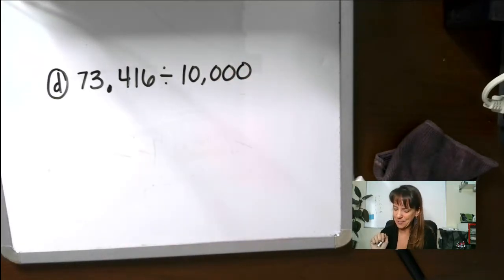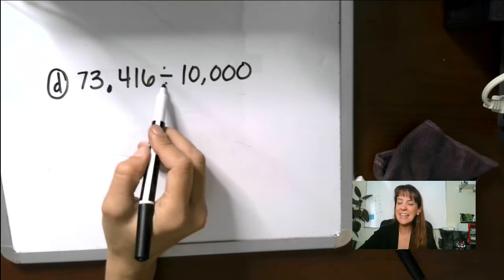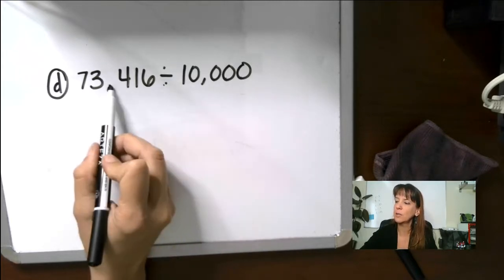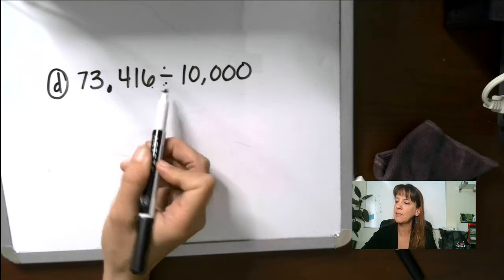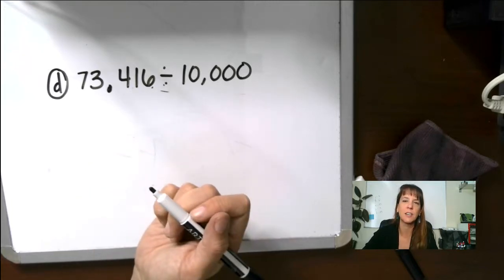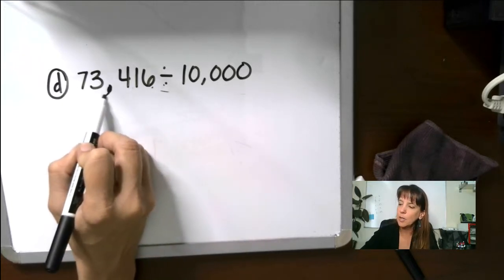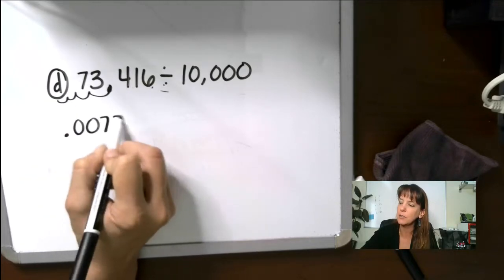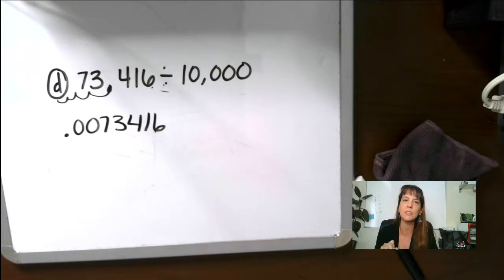All right, so we are dividing, which means we're making smaller by 1, 2, 3, 4. So we're gonna go 1, 2, 3, and 4. That's making it larger. We're not gonna do that. We're gonna make it smaller. We want to go 1, 2, 3, 4, which means we're going to have 0.0073416 is your answer for D.